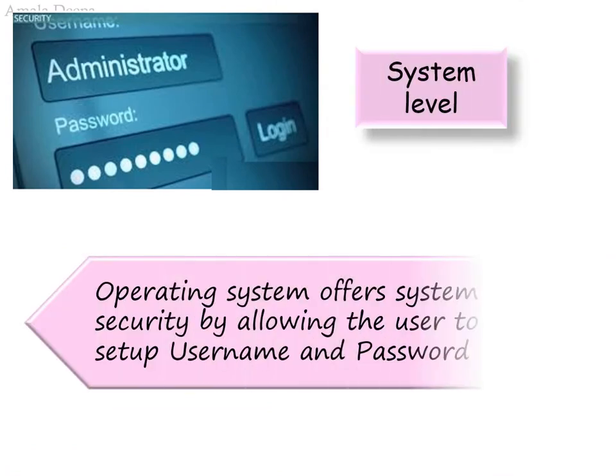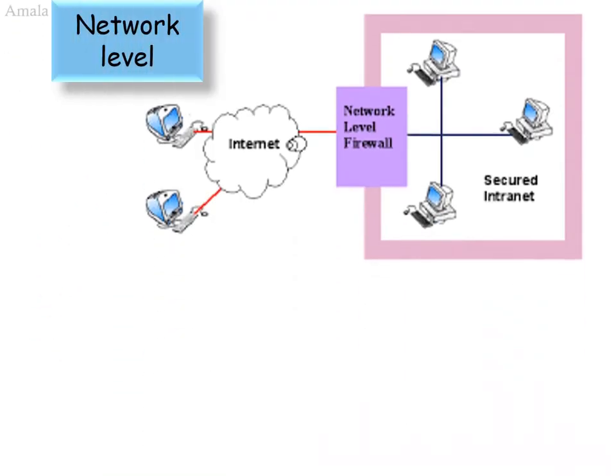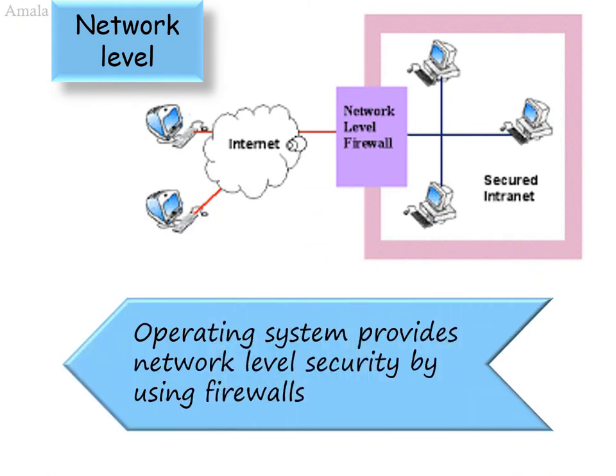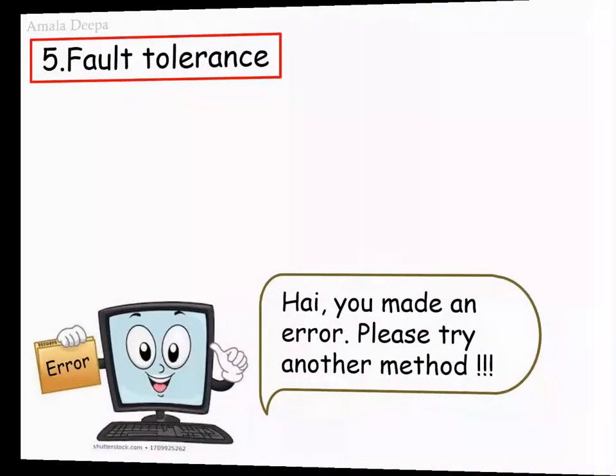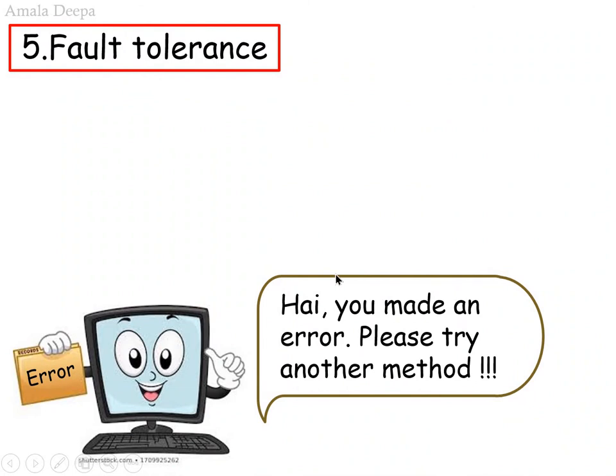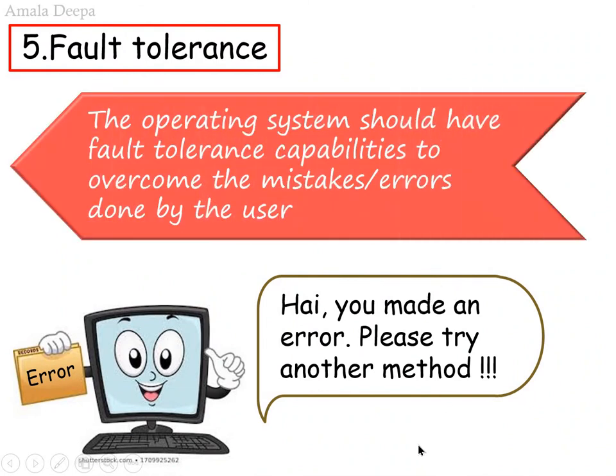System level. Operating system offers system security by allowing the user to set up username and password. Network level. Operating system provides network level security by using firewalls. Fault tolerance. The operating system should have fault tolerance capabilities to overcome the mistakes or errors done by the user.